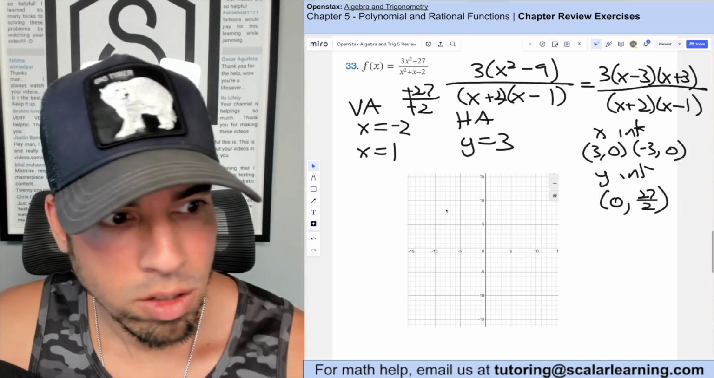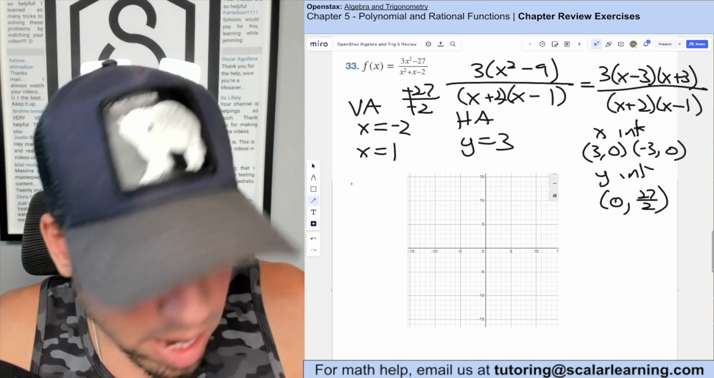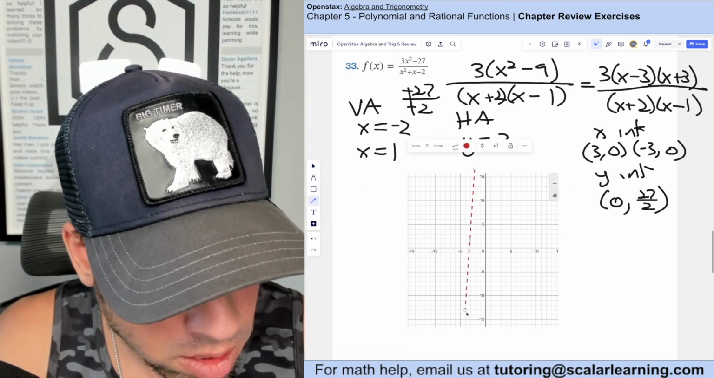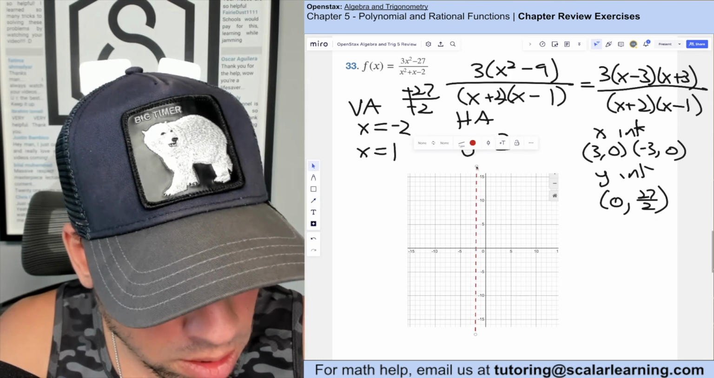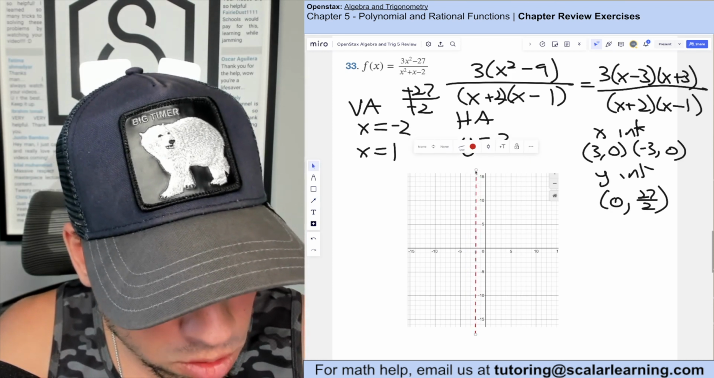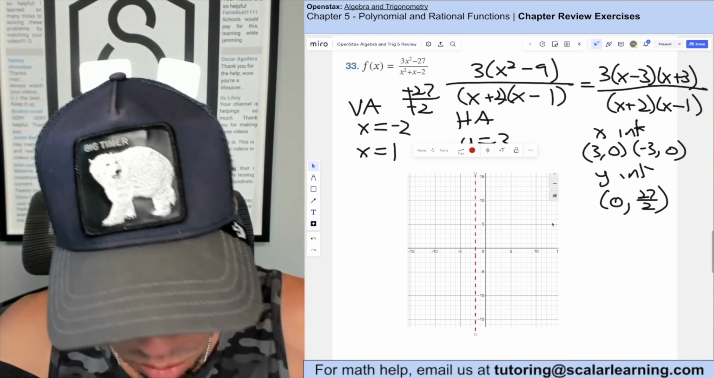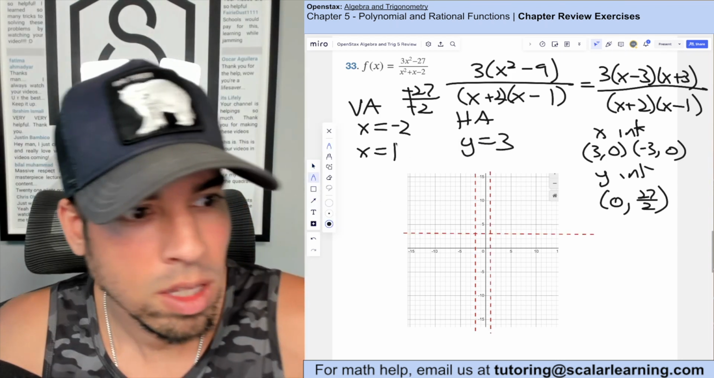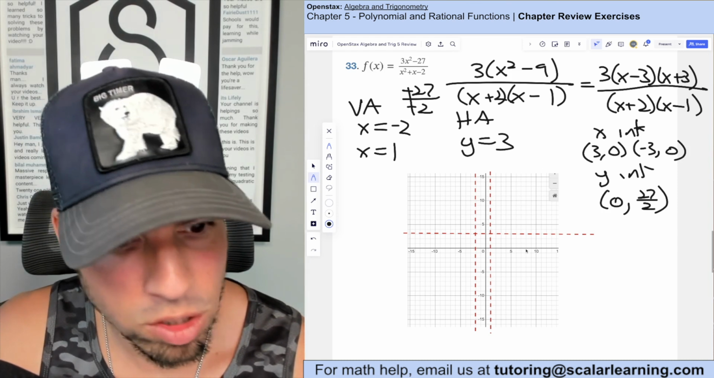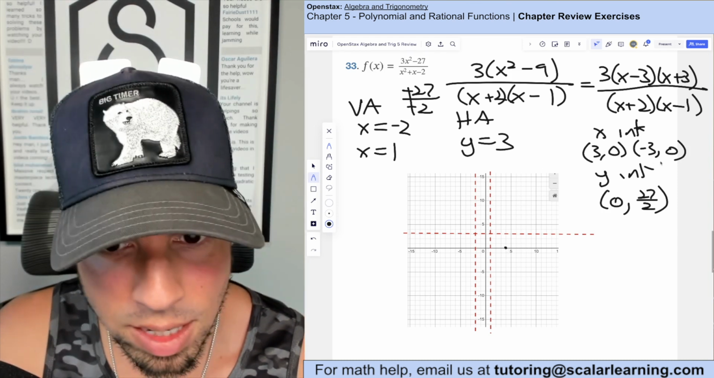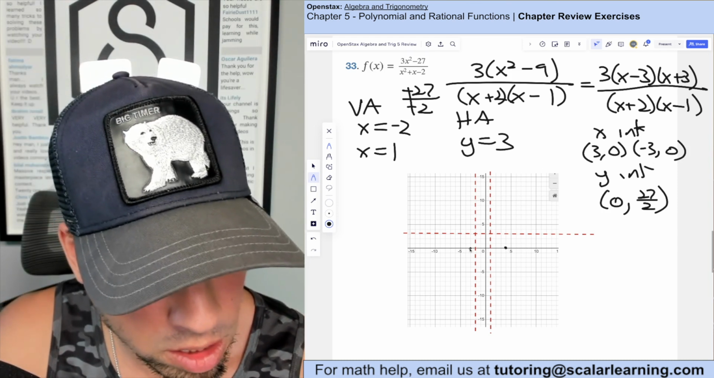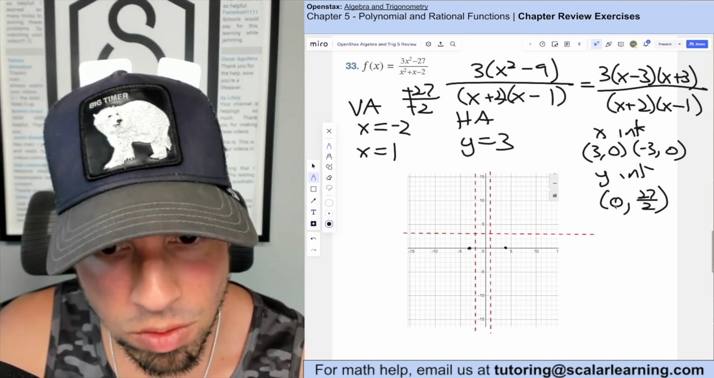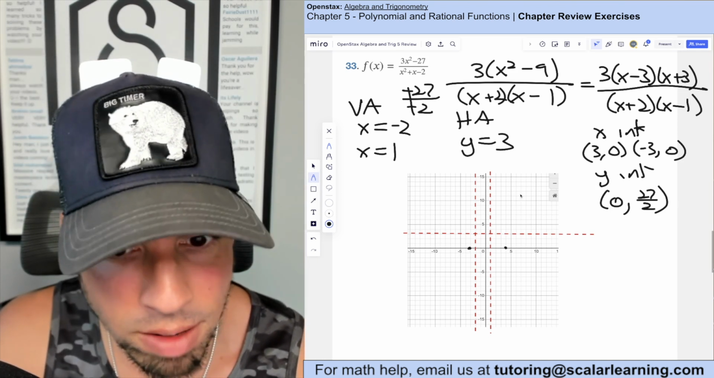So now we got a lot of good information. Let's start with the vertical asymptotes. So we got x equals negative 2. So that's a vertical line lined up literally with x equals negative 2, as well as x equals 1. And then we got this nice horizontal asymptote at y equals 3. And then let's plot these other points. We got (3, 0), which is occurring here. We got (-3, 0), which is occurring here. And then we got a y-intercept of (0, 13.5), which is 27 over 2.